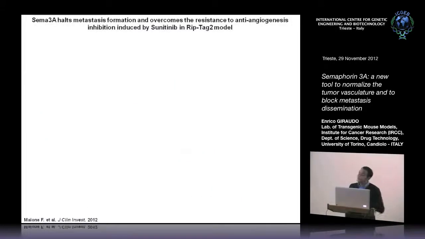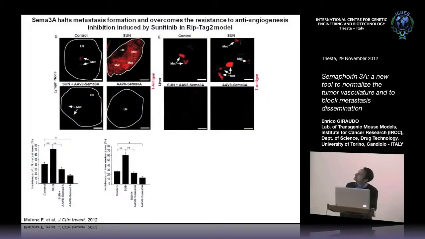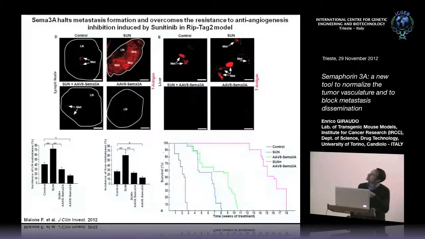And what we found is that this was the case. We used RIP-Tag mice, as I showed you before, and then we performed several treatments. We treated mice with Sema3A alone, or we combined Sema3A with sunitinib. You can see here, these are lymph node and liver metastasis. Sunitinib, this anti-angiogenic compound, dramatically increased lymph node metastasis and liver metastasis. But Sema3A alone, a single treatment, dramatically reduced the lymph node metastasis and the liver metastasis. But again, interestingly, when we combined Sema3A treatment with sunitinib, it was strongly able to overcome this resistance, reducing the metastasis formation. And then, interestingly, Sema3A was able to synergize with sunitinib in prolonging the survival.